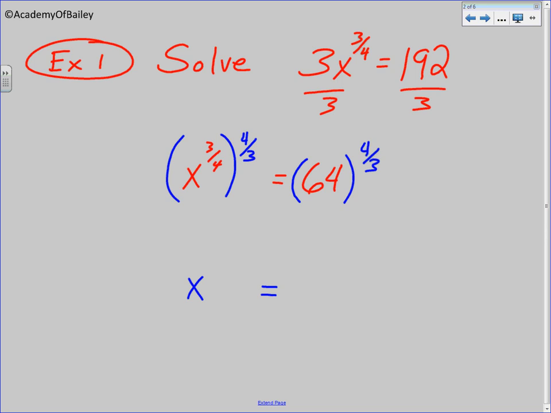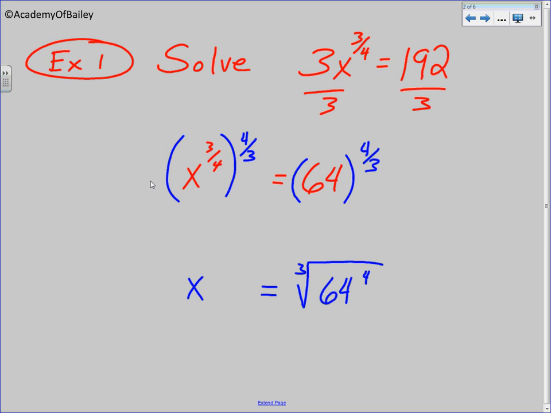And so on the left side we have x, and on the right side I'm not sure what we're going to have. Remember, 3's on the bottom, so we can think of it as a cube root. And this 4 is the power. The number on top of the fraction would be the power. So now what are we looking at here? 64 to the 4th power. I don't know what 64 to the 4th power is.